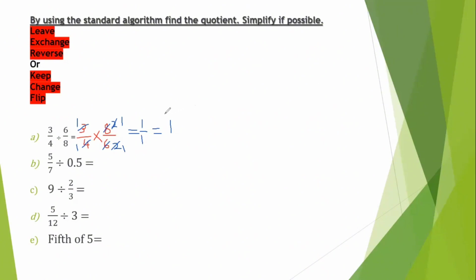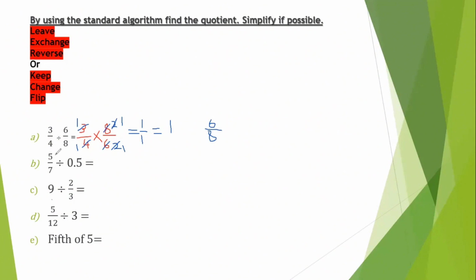To check your answer, you can inverse the operation. 1 times 6 over 8, it will be the same 6 over 8. But we can simplify this fraction by divide up and down by 2. When I divide 6 by 2, it will be 3. And when I divide 8 by 2, it will be 4.